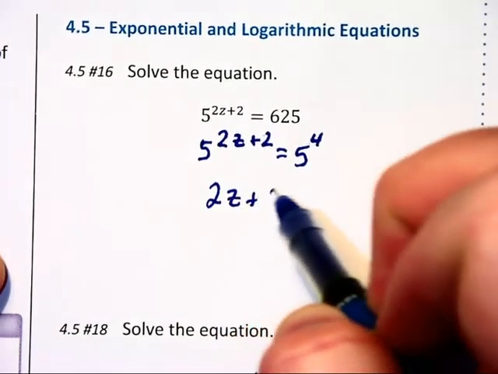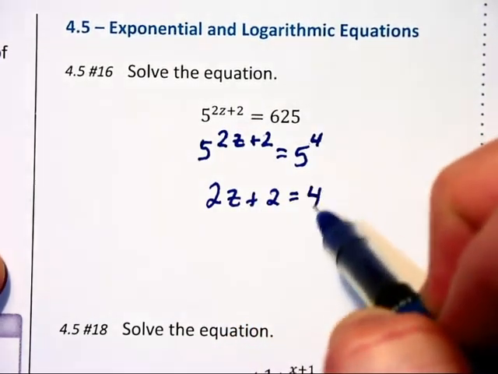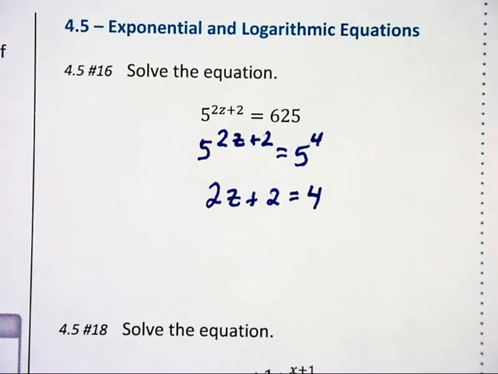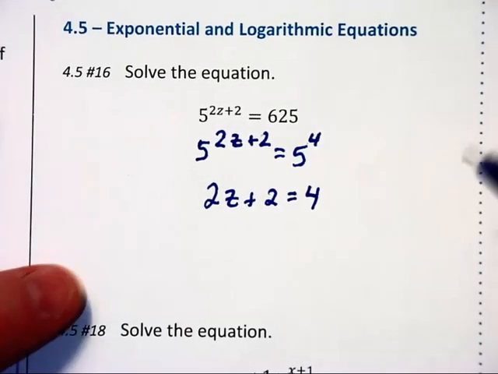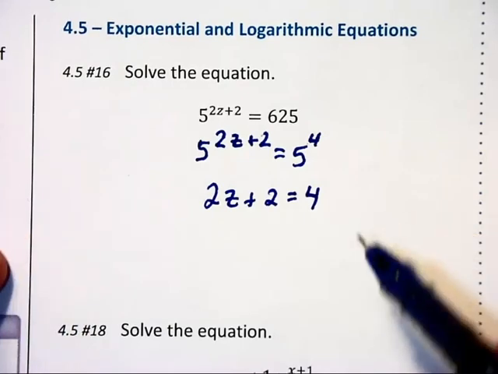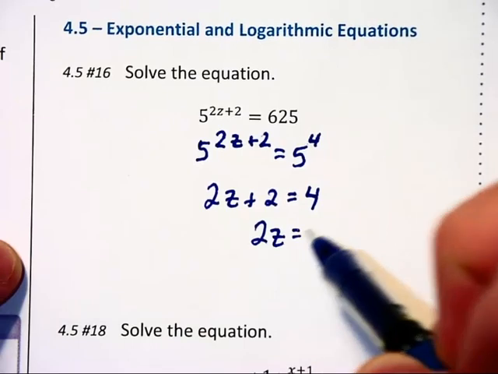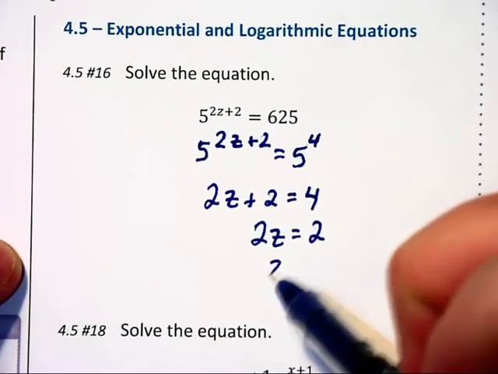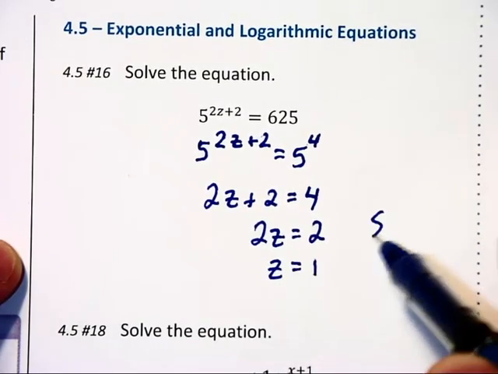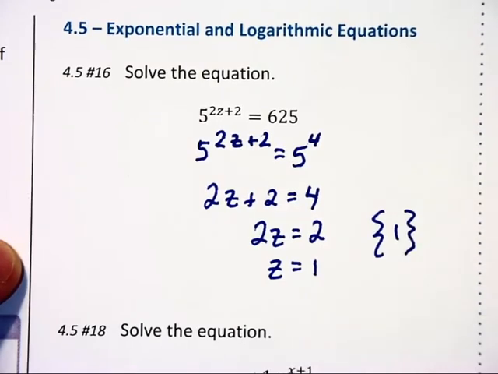2z plus 2 is equal to 4. Now technically what we've done is we've taken log base 5 of both sides, but that's okay. Let's just go with this right now. We'll learn about the details later. Subtracting 2 on each side, we now have 2z is equal to 2, and therefore z is equal to 1, and our solution set is the number 1.